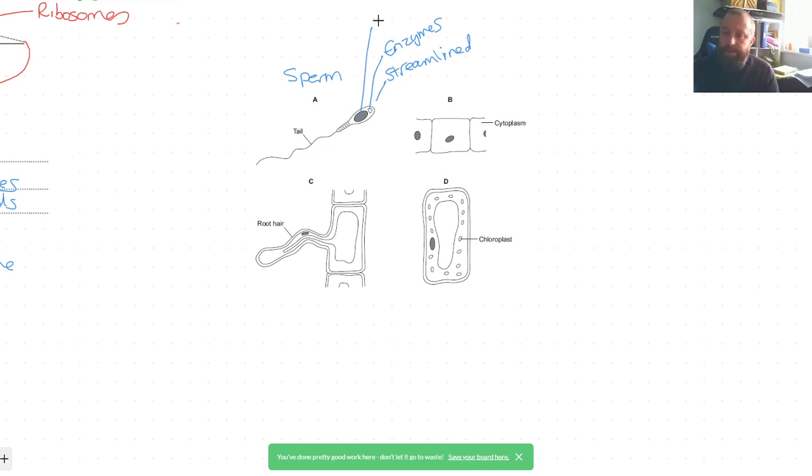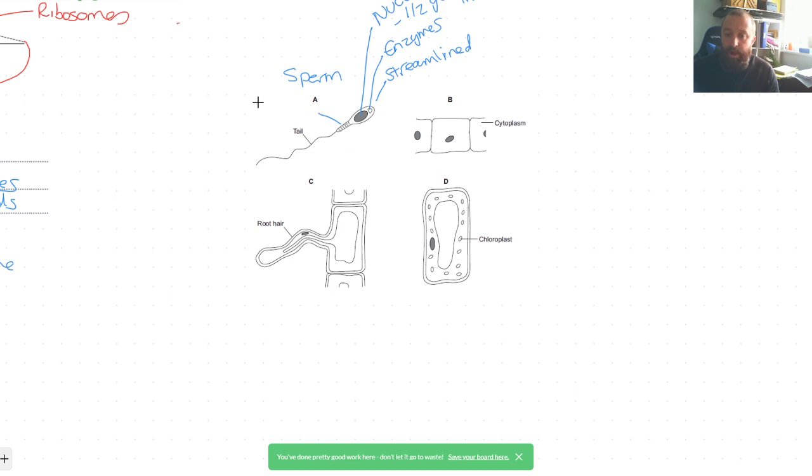The nucleus. The main difference is not the fact it's got a nucleus, it's the fact that it's only got half the genetic information. So it's got half the amount of DNA, half the number of chromosomes, because it's going to get the other half when it combines with the egg. So it only needs half now.